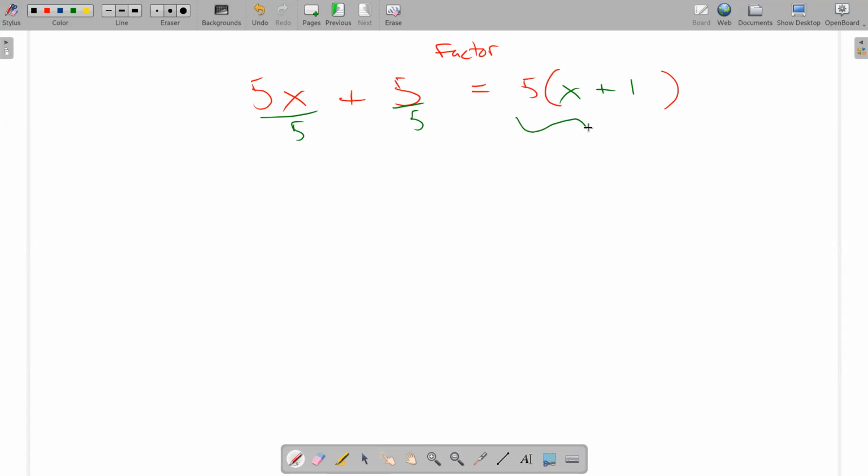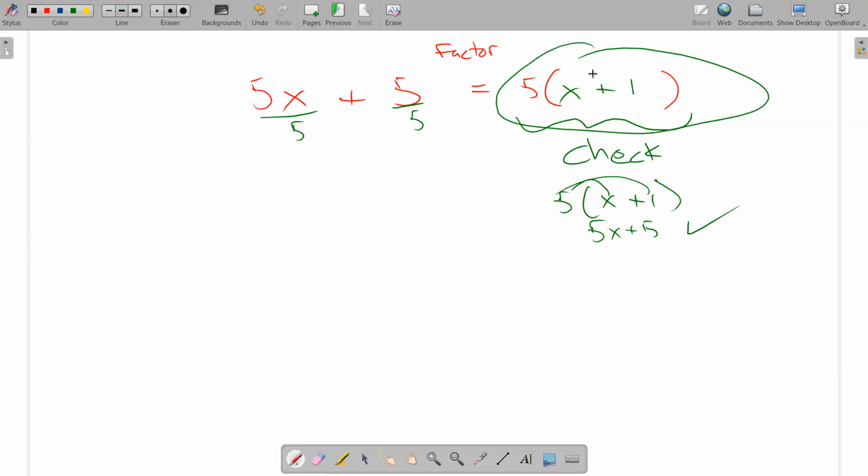If you're ever unsure about your factoring, you can check by just distributing. So I can check this by taking that 5 and multiplying it through. Boom, boom. 5x plus 5. That's what I started with. Check. This is factored.